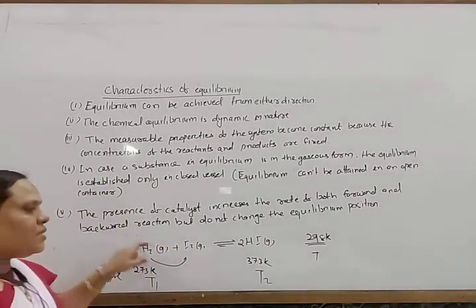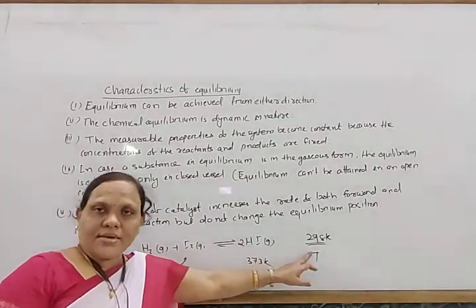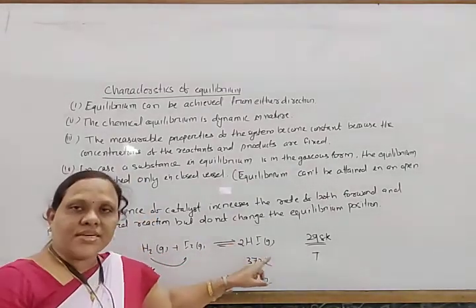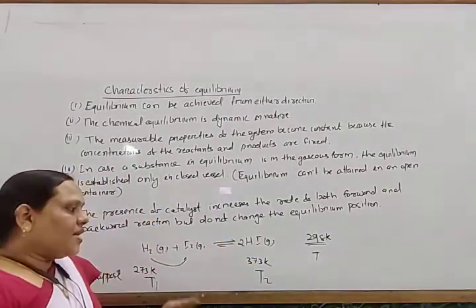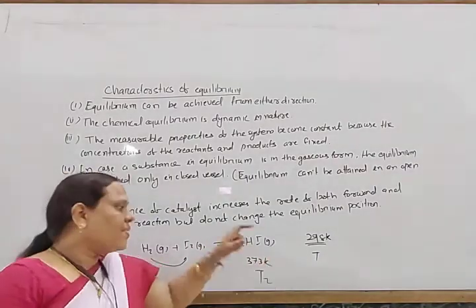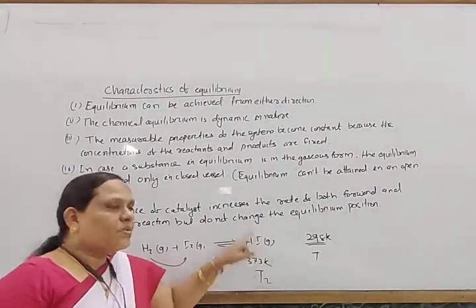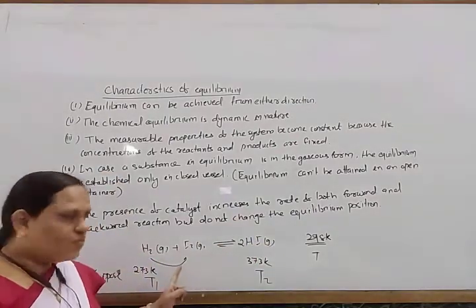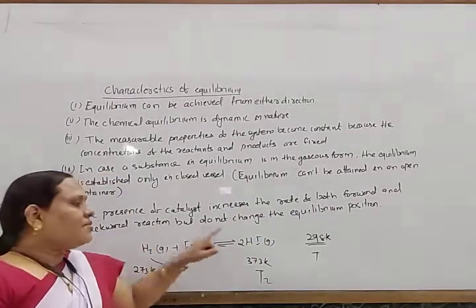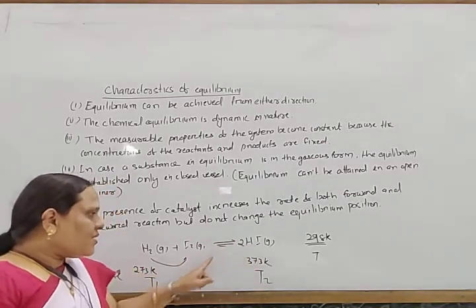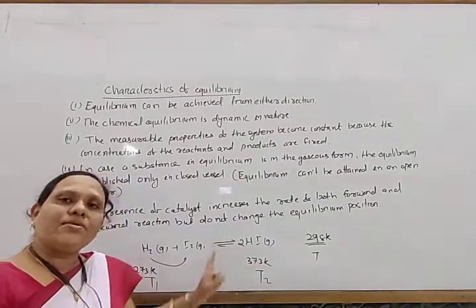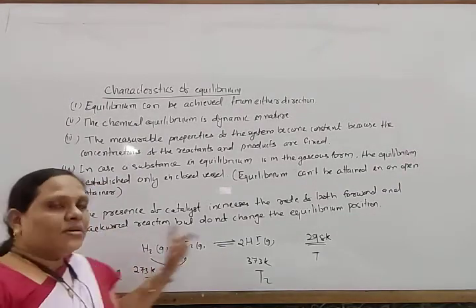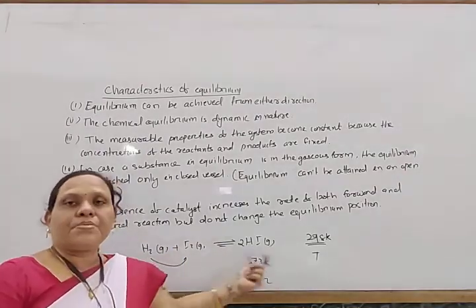Suppose you start from H2 and I2 at 298 Kelvin. When it reaches 298 Kelvin, it will form 2HI. That is, the equilibrium is achieved. Similarly, if the temperature is high and you start from 2HI, then it decomposes to form H2 and I2. Similarly, starting from 2HI, when it reaches 298 Kelvin, the equilibrium will be achieved. So equilibrium will be achieved from either direction, from the reactant side or from the product side.